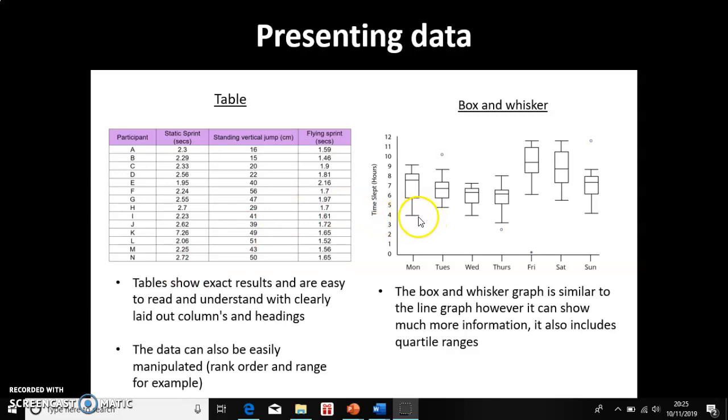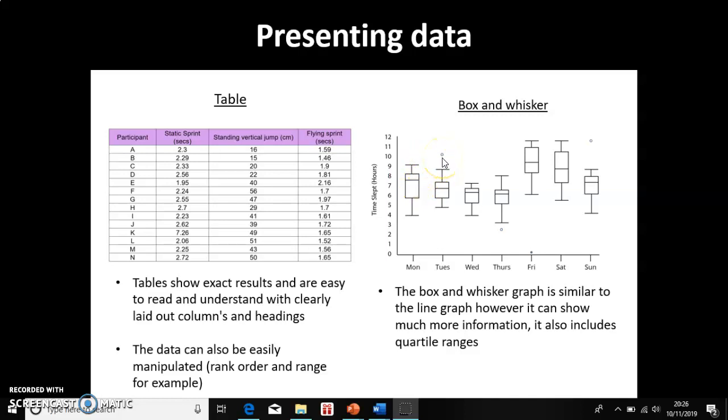So 4 would be an extremity, and 9 would be an extremity, and these lines here are called the whiskers. This box is basically the quartile range. This is the upper quartile, this half of the box here, and this is the lower quartile, and this line through the middle is the median. And this can give a lot more information to who is viewing the study.